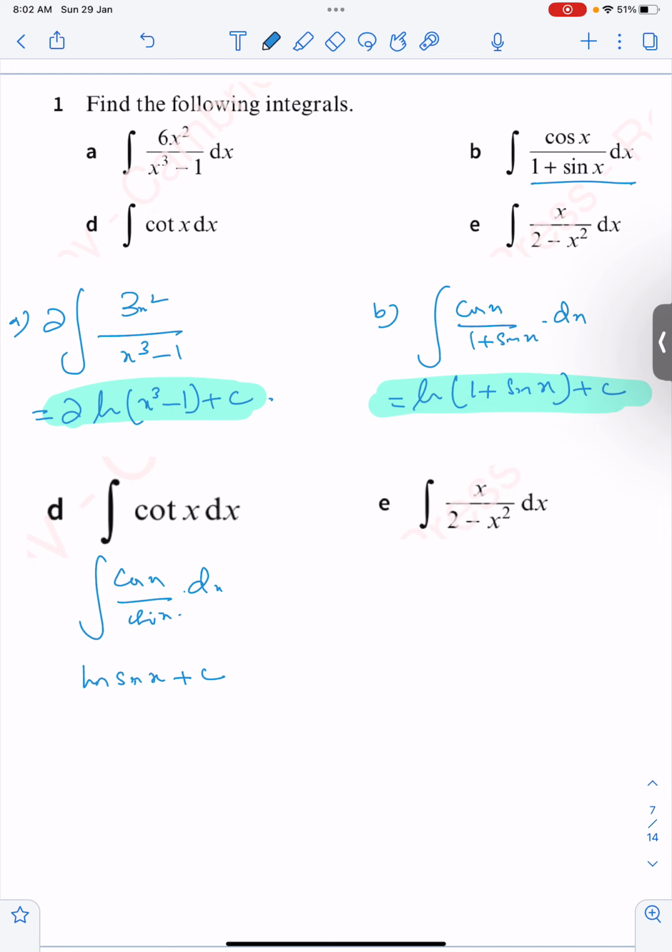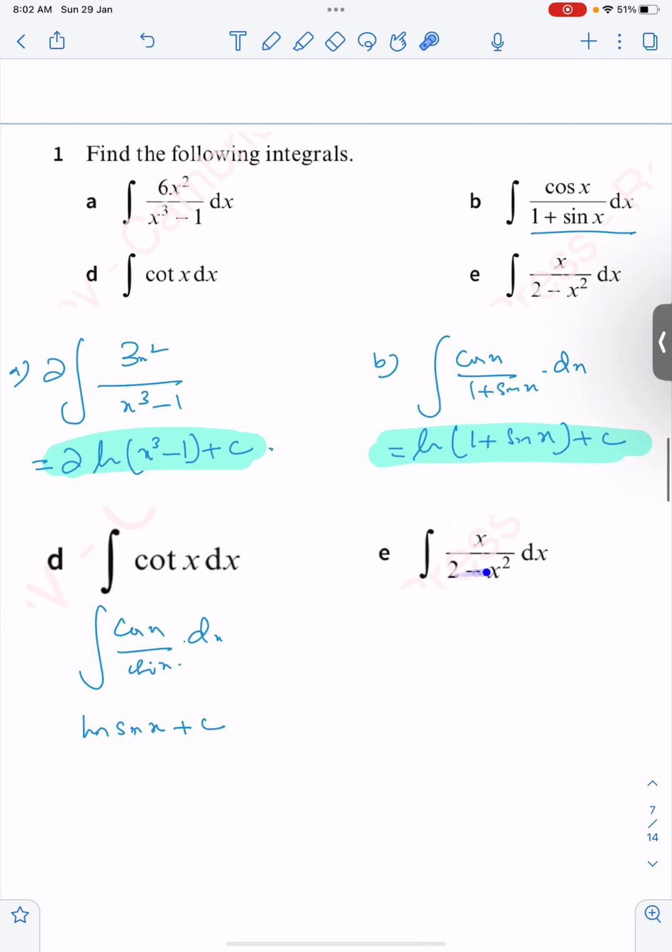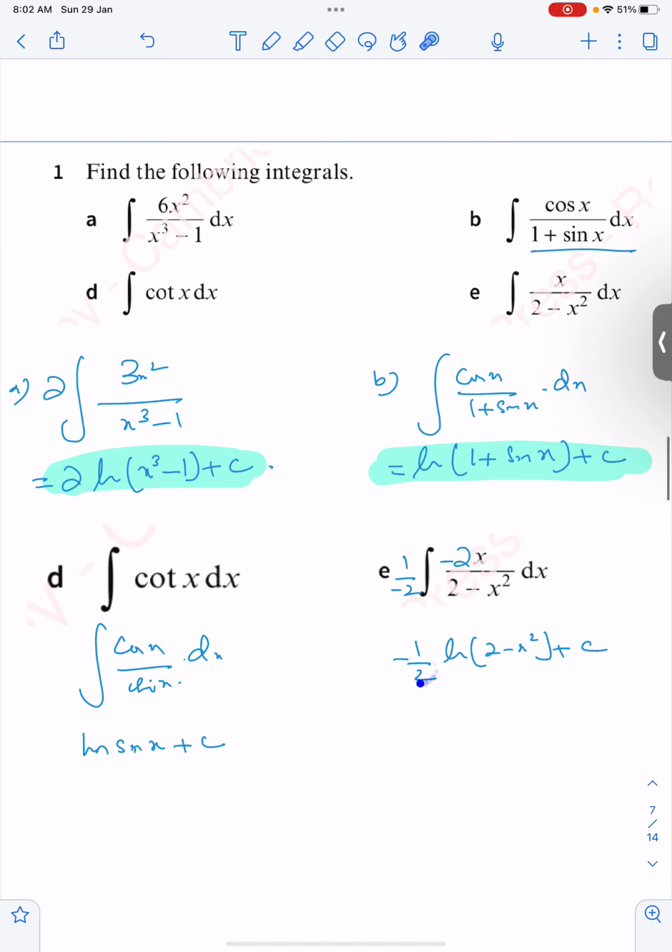Okay, so when you differentiate this, you will get minus 2x. Now what is missing is minus 2. So I'm going to multiply this by minus 2, and as a result I multiply here by minus 2. It will become minus 1 upon 2 ln 2 minus x squared plus c. We can also write it like this: we can make this coefficient the power also. That's also okay, not a problem at all. If you want, you can shift it up here and make it a power.